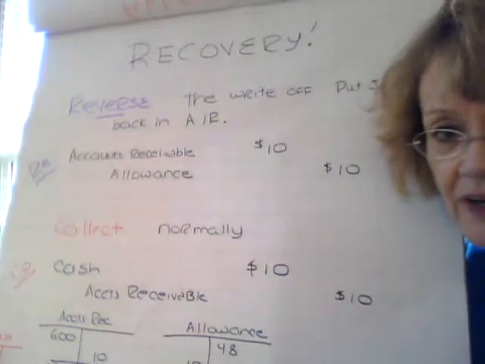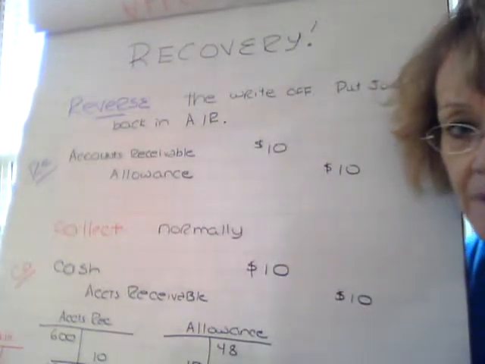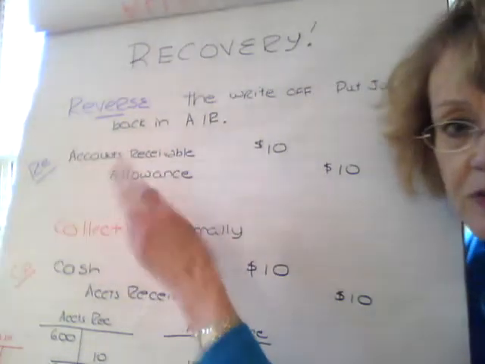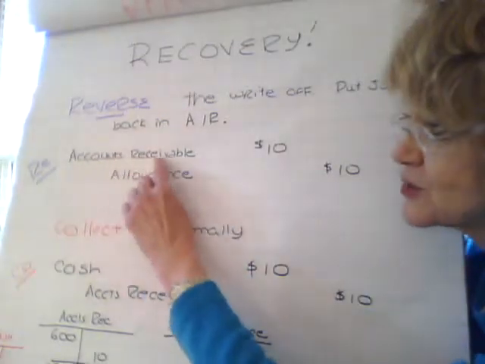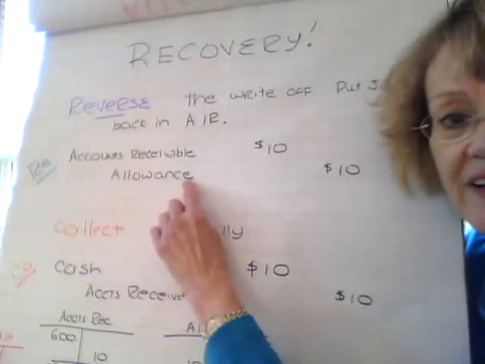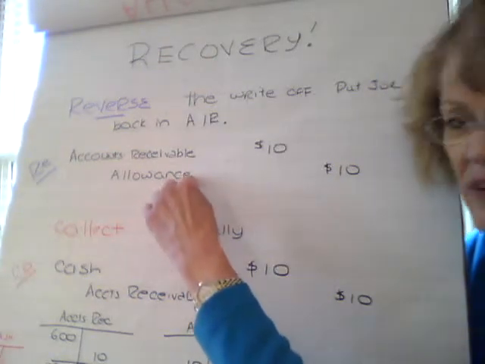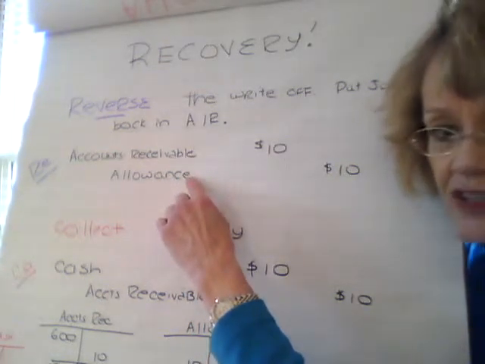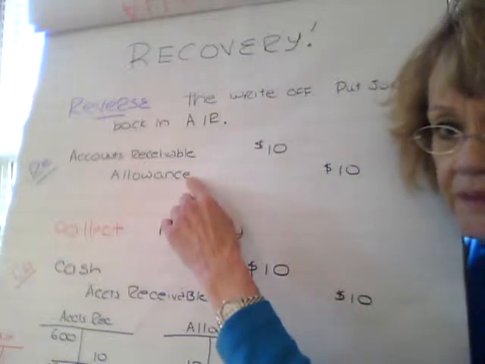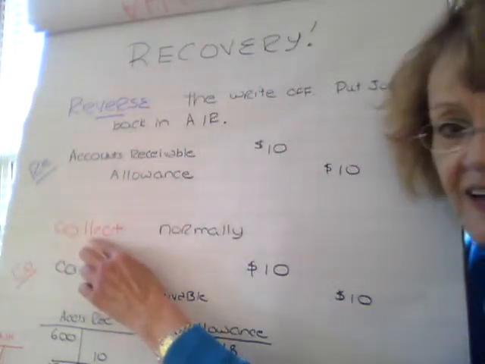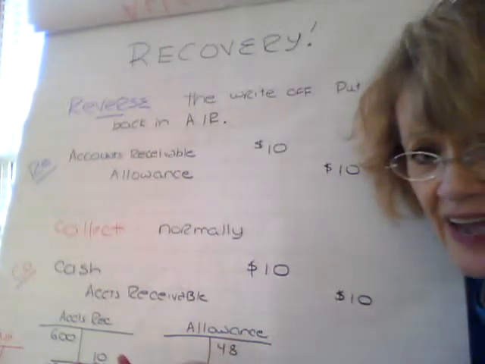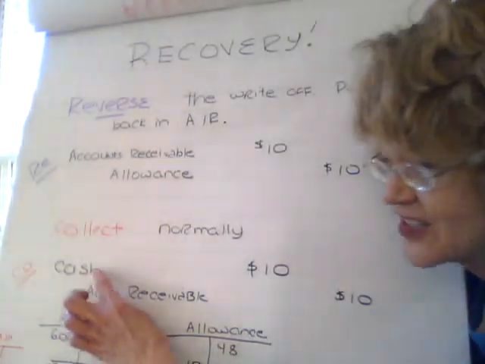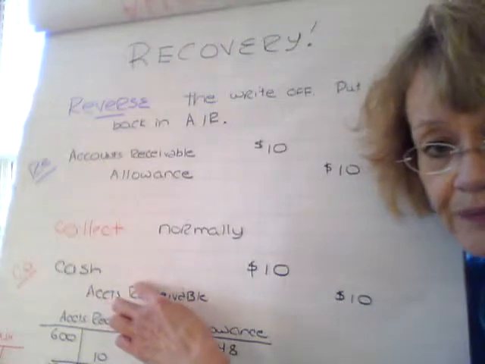So you can go back and look at your notes, right? Now we're going to reverse or switch that. When you reverse an entry, you flip it. We're going to debit accounts receivable and credit the allowance. That's sort of strange. It's just a reversal of what we're doing. Then we're going to act like we collect normally. And we know that collection entry. We've done that a bunch of times. We debit cash and we credit accounts receivable.